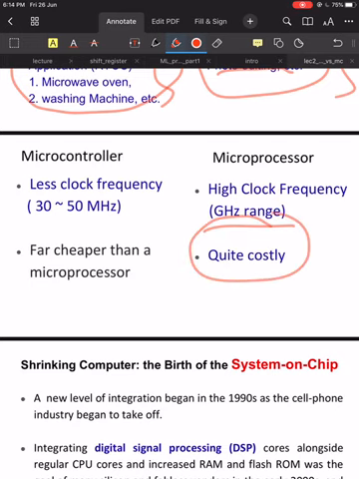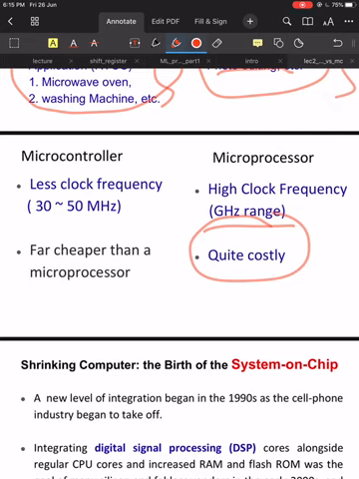Okay, and another thing is that microcontrollers are quite cheaper, far cheaper than a microprocessor, and microprocessor is quite costly. Okay, so but we cannot replace the work of a microprocessor by a microcontroller, and we should not use the microcontroller instead of microprocessor. We cannot use a microprocessor instead of microcontroller, because in that case we don't need that resource for a specific task. We didn't need a general purpose processor. We just need a very small amount. It is a very dedicated system, a system on chip, where everything is included.